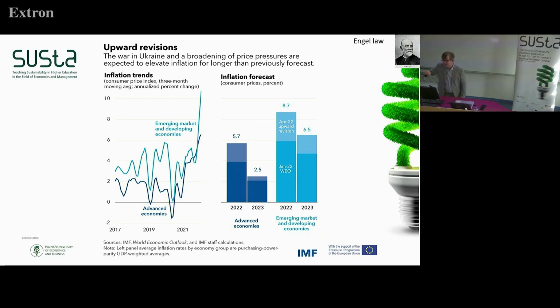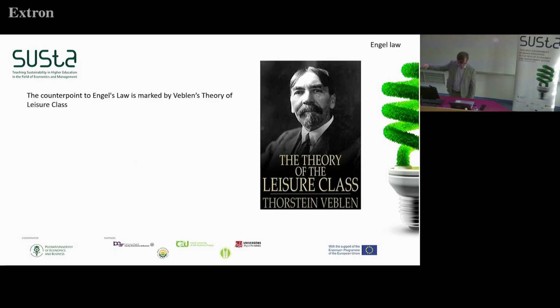Any questions? The opposite of Engel goods are Veblen goods. Do you know Veblen? Veblen's theory of the leisure class? No? Never heard of this? We learned about it in the basics of economics in college, but I forgot everything about it. This is the opposite to Engel's law.